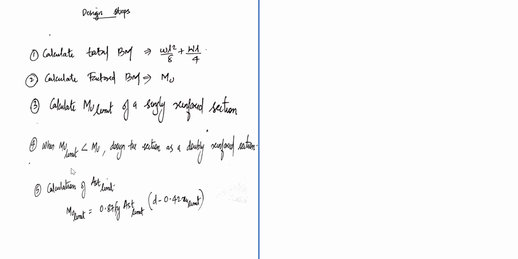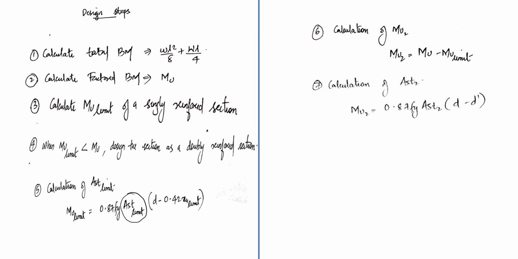You will need to divide this section into two parts, that is MU limit and MU2. First you will calculate the value required for MU limit, that is MU limit is equal to 0.87 FY AST limit into D minus 0.42 XU limit. From here you will get the value for AST limit. Now you need to find the value for MU2, that is the remaining moment, MU2 is equal to MU minus MU limit.